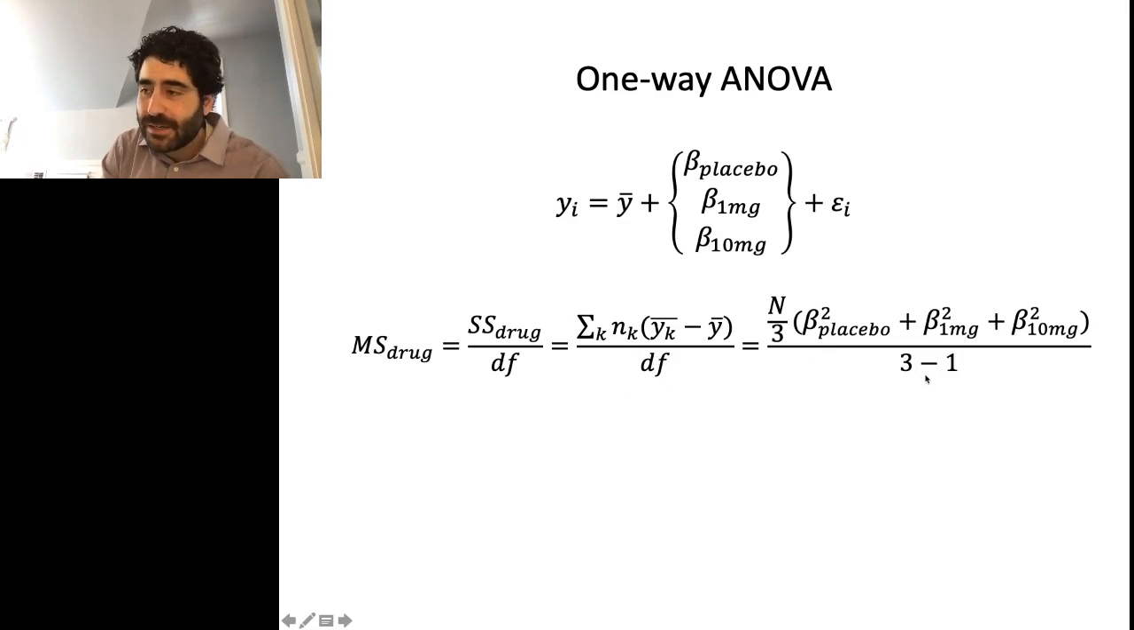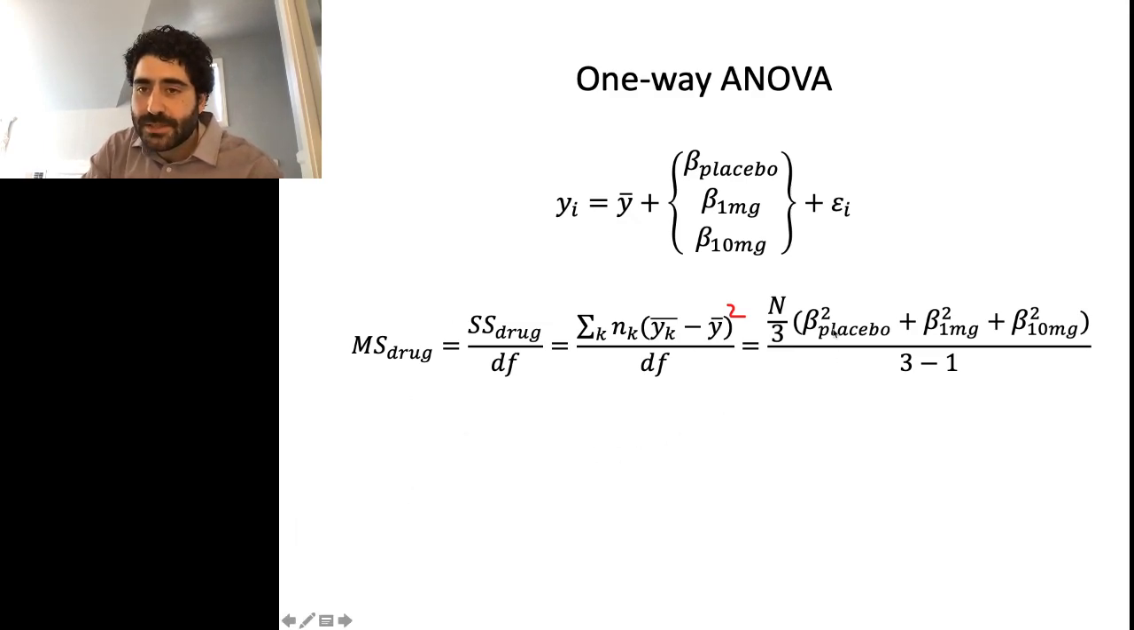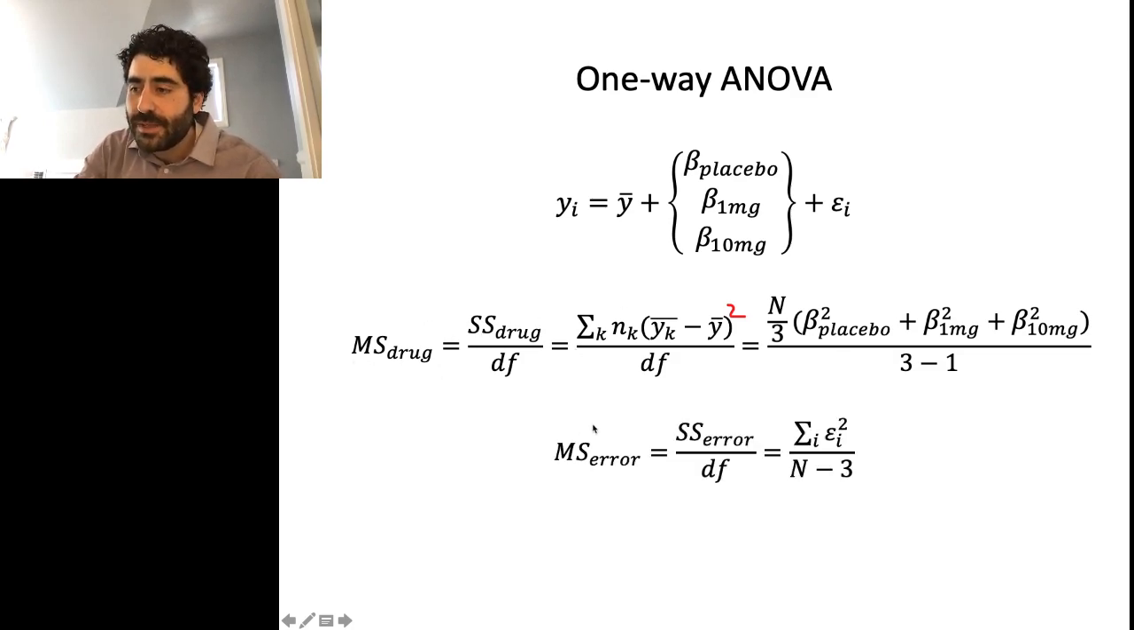And the degrees of freedom here are the number of levels, which is 3 minus 1. This is again just the formula from before, except I forgot a squared here. So draw that in. Okay. So here's our MS. This is our MS drug equation. Our mean squared error equation is basically the same as last time, where it's just the sum of these errors, except that the degrees of freedom here is slightly different, just because we used up some of the degrees of freedom over here.